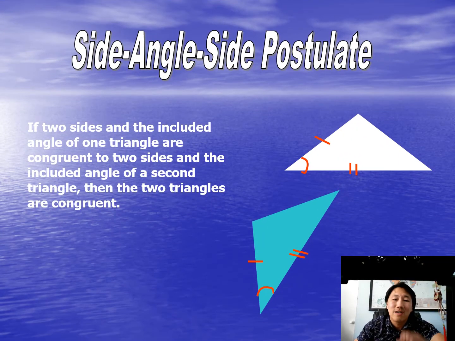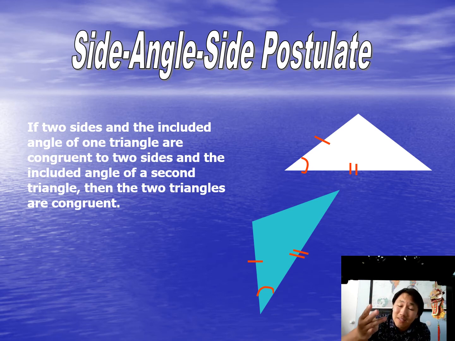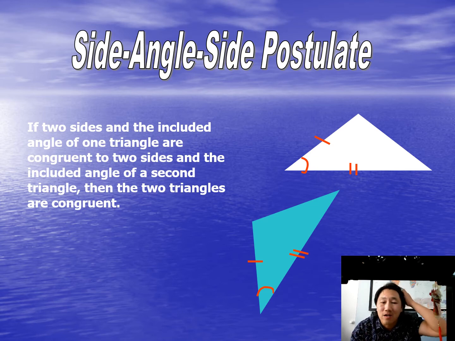Let's do another postulate. This one is SAS, side, angle, side. So it turns out you really don't need all three sides. If you don't have all three sides, we can use another property. You can use side, angle, side. If two sides and the included angle of one triangle are congruent to two sides and the included angle of a second triangle, then the two triangles are congruent.